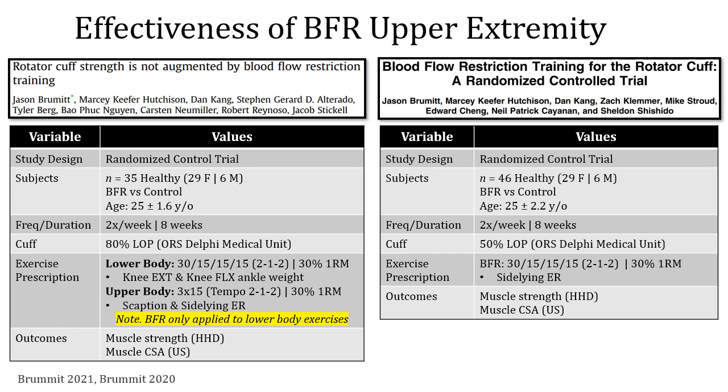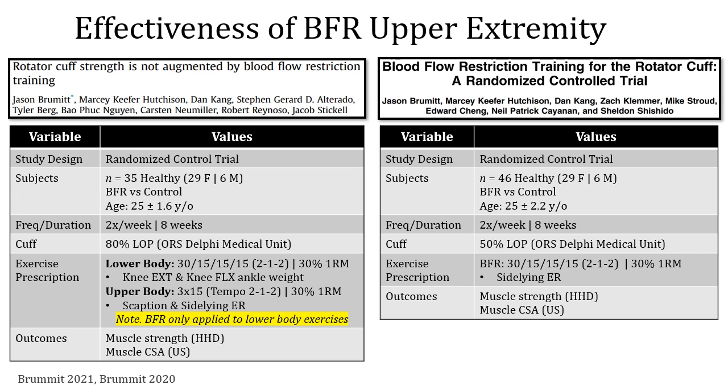So here's where they start to deviate. On the left-hand side, that first study was done with limb occlusion pressure 80% because the BFR group only applied BFR on the lower extremity. And they did 30, 15, 15, 2, 1, 2, 1 tempo at 30% 1 RM for knee extension and knee flexion. They then did no BFR and they did 2 upper extremity exercises, 3 times 15 at a tempo of 2, 1, 2, 1, 30% 1 RM. Scaption and sideline external rotation were the exercises performed.